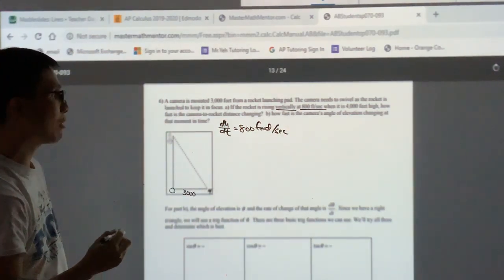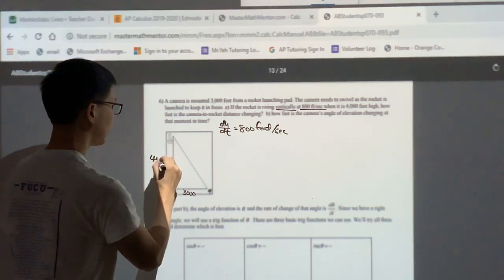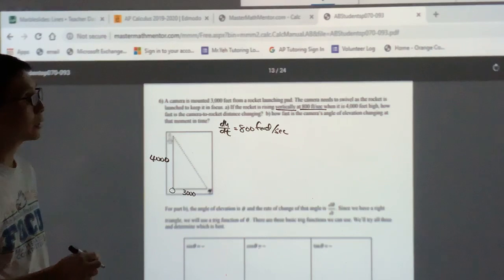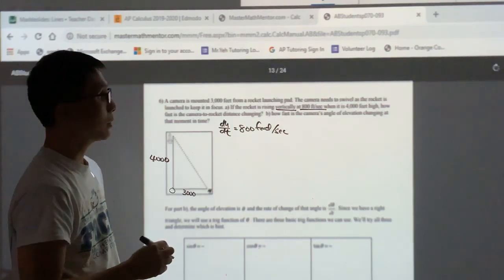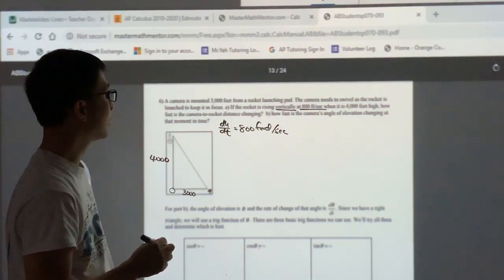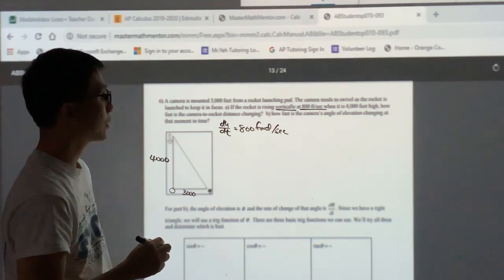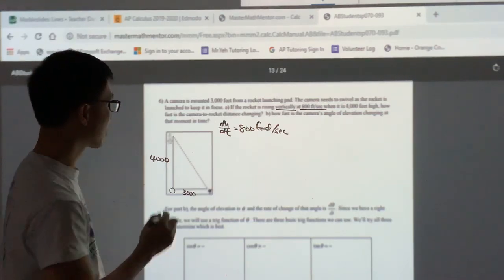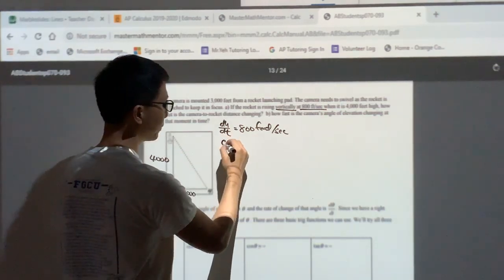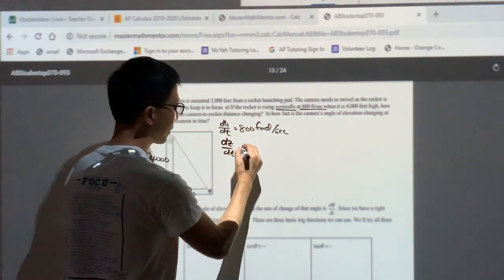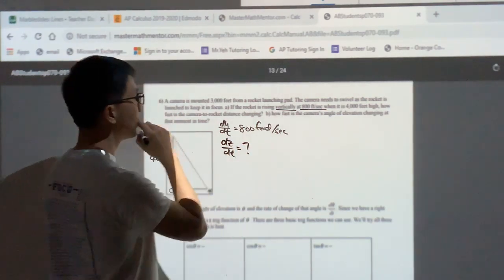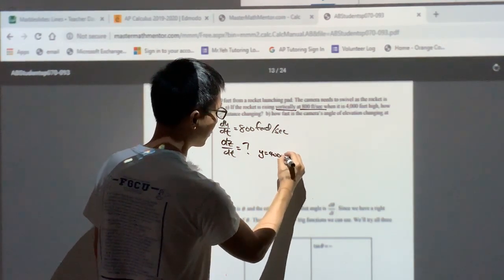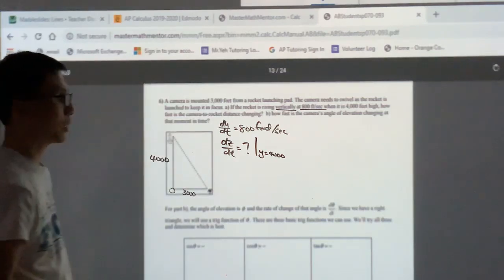This is when it's 4,000 feet high, and they do this on purpose, it's a 3, 4, 5 triangle, if you can tell. How fast is the distance from the camera to the rocket changing? So we are looking at dz/dt, equal to question mark, when y is equal to 4,000.